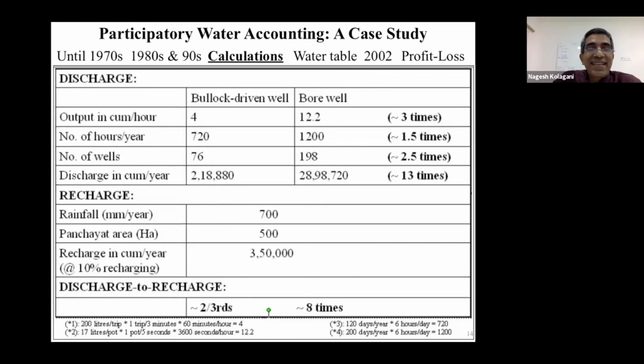Yes. Right. And these numbers are all kind of thumb rule. I sat with people and asked, for example, how did I come up with this number 4 or 12.2? So we actually took a pot and saw how long it takes to fill it with a tube well. 4 seconds. Then we extrapolated. This is how we have computed these. 200 liters, whereas bullocks, every trip they go, they collect 200 liters in one trip per 3 minutes, etc.